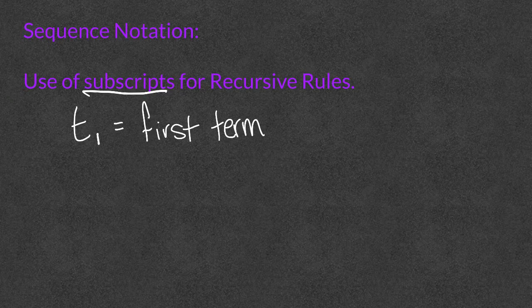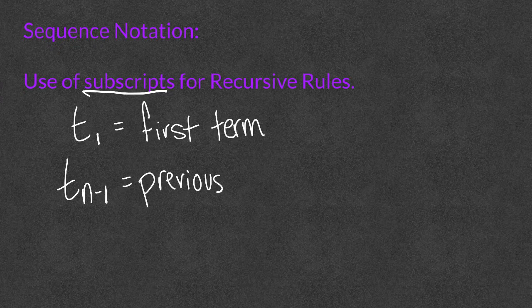The other notation that you're going to need when working with recursive rules is T sub n minus 1. Basically that means previous term. Now you're not actually going to be plugging anything in for T sub n minus 1, but you're just going to verbalize it as previous term. Now let's take a look at the different types of sequences, arithmetic and geometric, and writing an explicit and recursive rule.